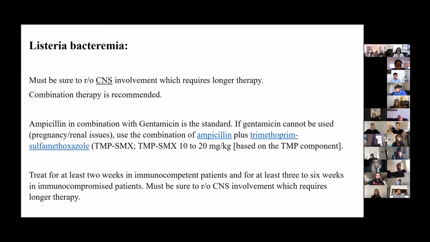So in general, you do 2-drug therapy, ampicillin and gentamicin. If you can't use gentamicin when a patient is pregnant, or as in this particular patient, she had AKI, then you could consider using ampicillin plus Bactrim. So Bactrim has excellent activity also for Listeria and is a good drug. And then the duration of treatment is quite long, a minimum of 2 weeks and up to 3 weeks if they're immunocompromised. And again, you need to rule out CNS involvement, which may require longer therapy.